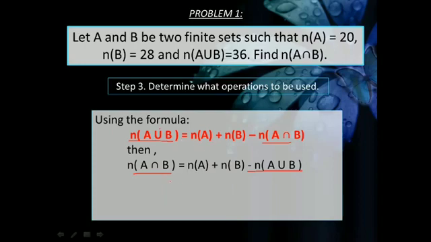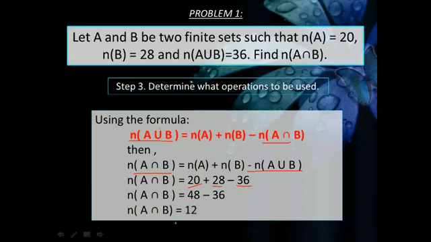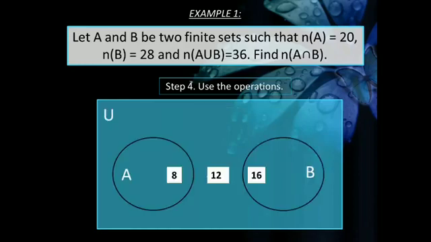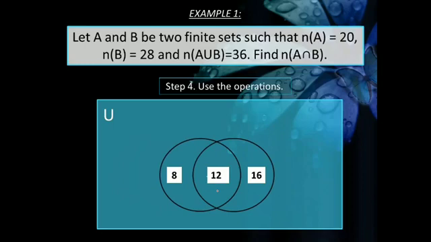So, the number of elements of A intersection B is: the number of elements of A is 20, that is why we wrote 20 here. The number of elements in B is 28, and the number of elements in A union B is 36. So we further simplify, and we get that the number of elements of A intersection B is 12. Now step 4 is to use these operations. So let's see. So that is it.